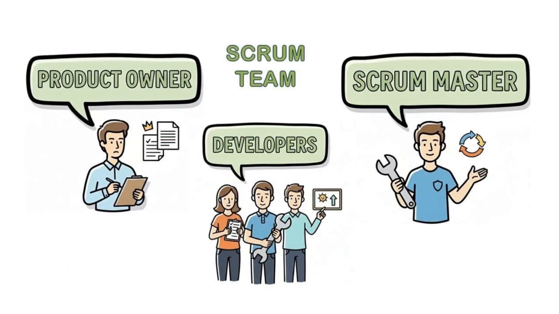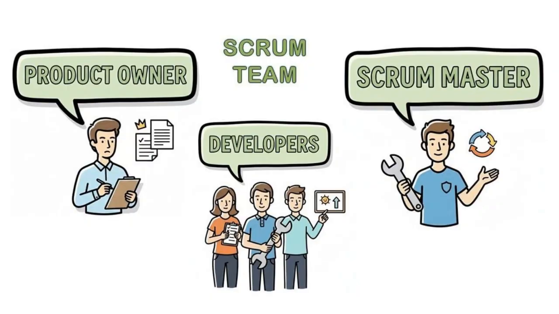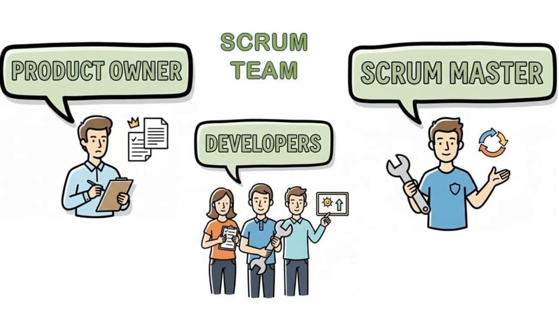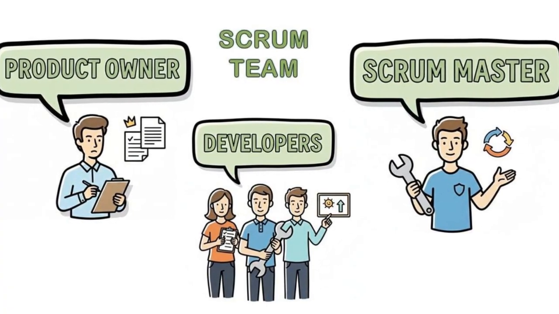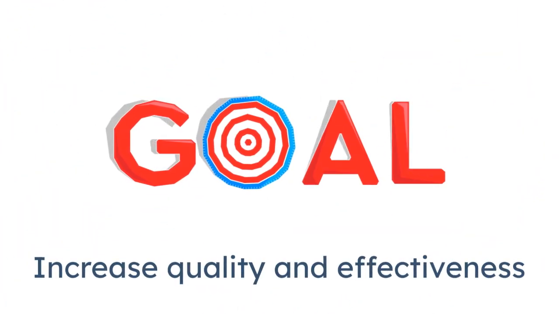Who must attend? All members of the Scrum team, the product owner, the Scrum Master, and the developers, must be present. Unlike the sprint review, stakeholders do not attend. This is an internal, safe space for the team to be honest without fear of external judgment. The single goal is to increase quality and effectiveness by planning improvements to the work process.